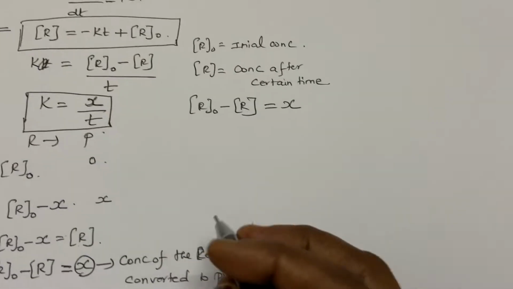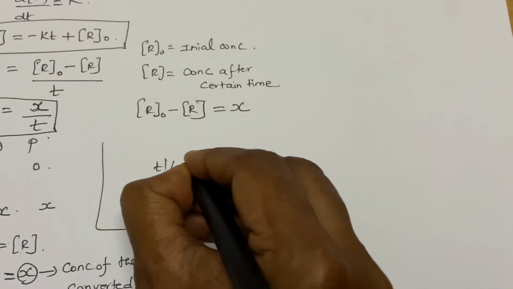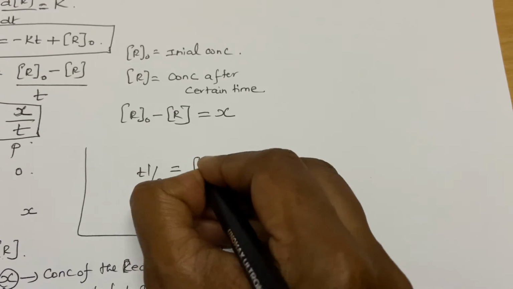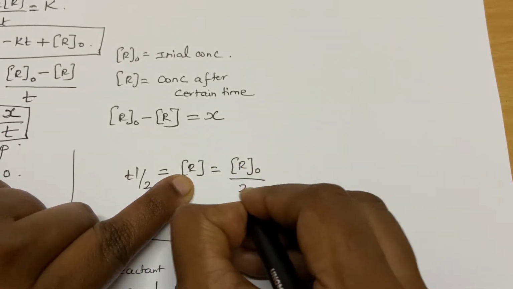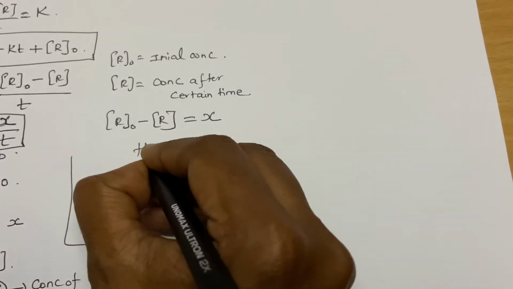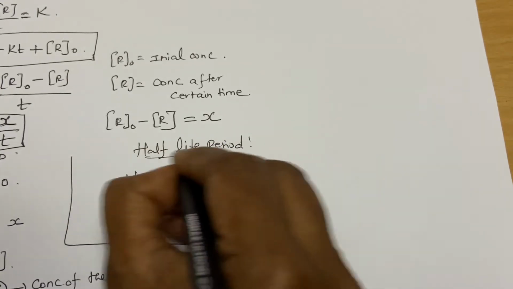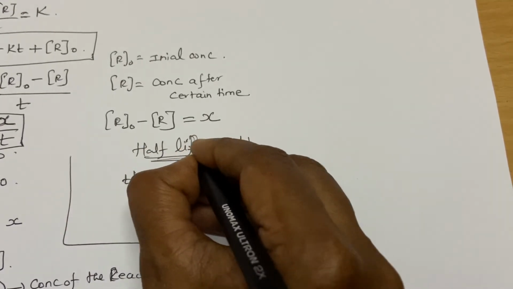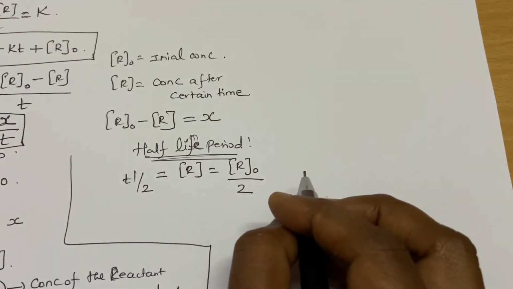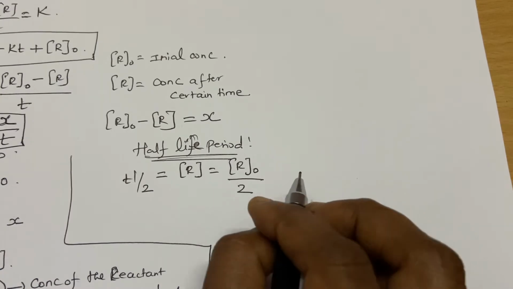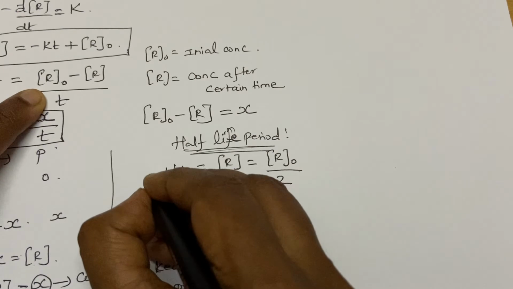Then what is the half-life period? t half is nothing but the time at which the leftover concentration becomes half of the initial concentration. This is the half-life period. Half-life period means the leftover concentration after a certain time is half of the concentration you have taken initially. So substitute it in this equation.